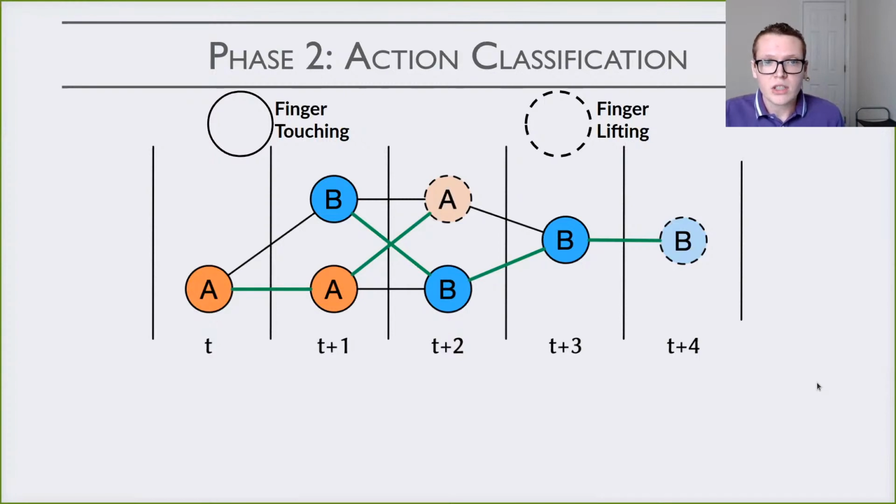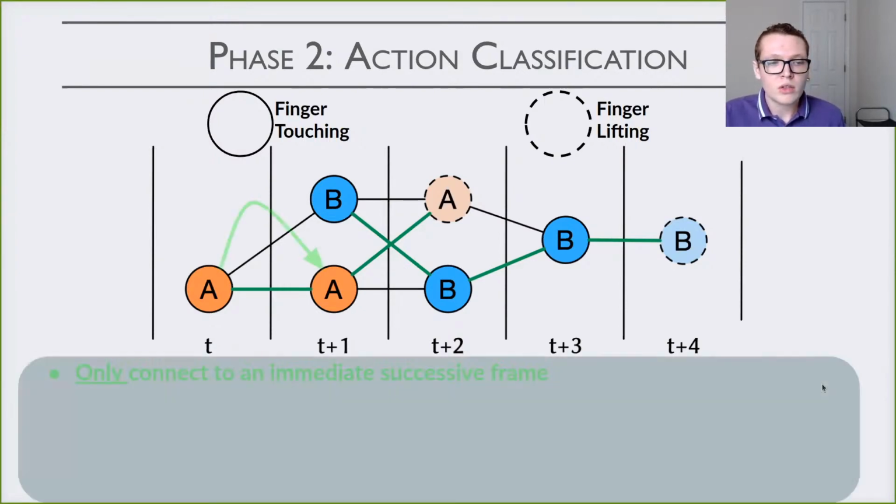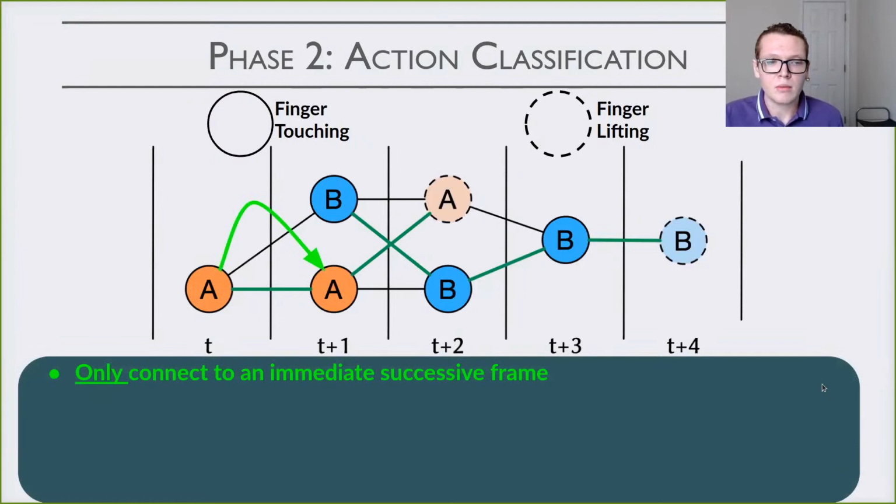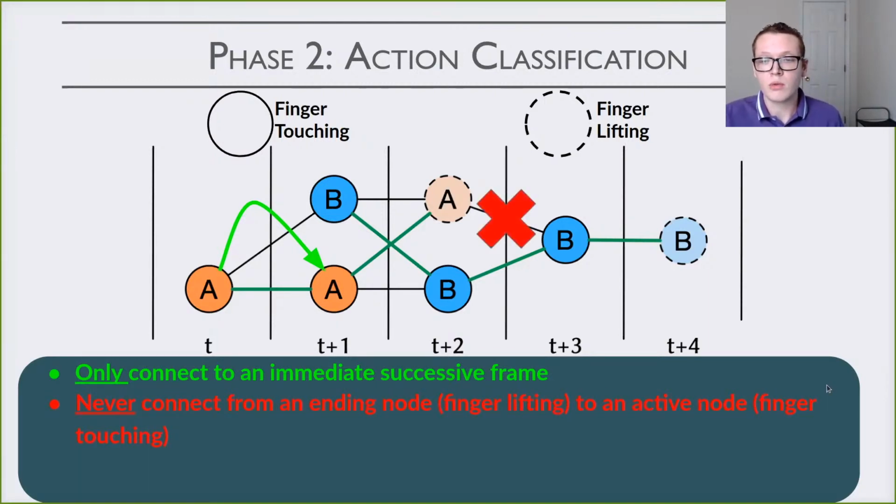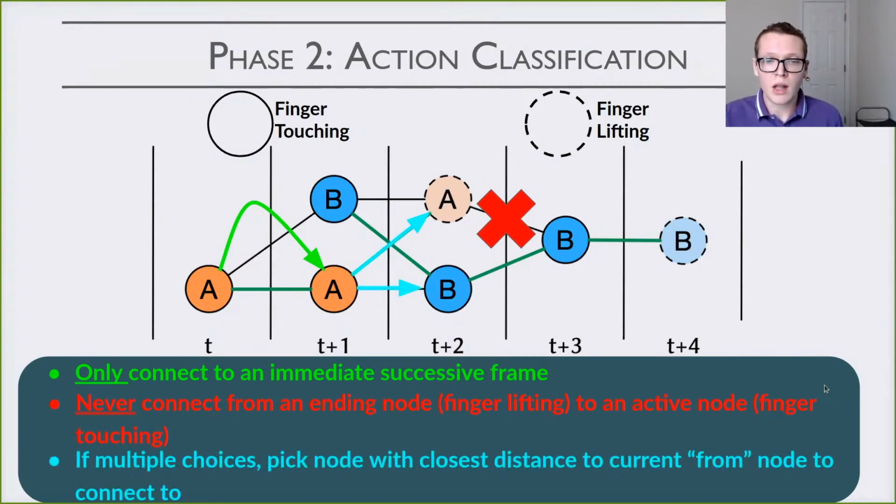In order to do this connection, we use a modified connected components graph algorithm with a few heuristics for how the connections are made. First, we only connect to an immediately successive frame. So a touch indicator at time t can only connect to a touch indicator at t plus 1. Also, we never connect from an ending node where the finger is being lifted to an active node where the finger is touching. And additionally, if there's multiple options such as in t plus 2, we pick the node to connect to that is the closest in distance.